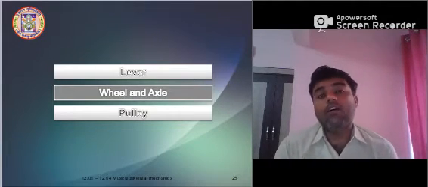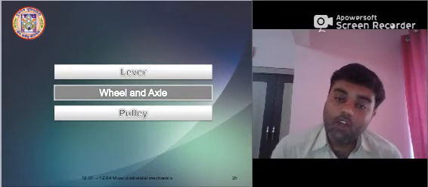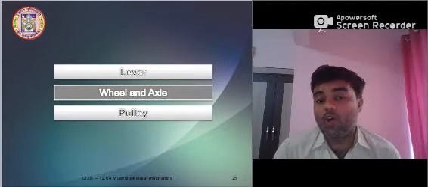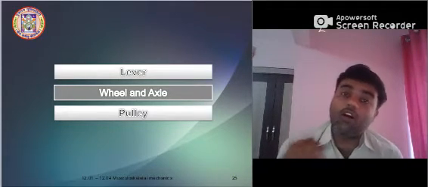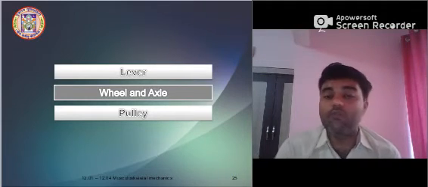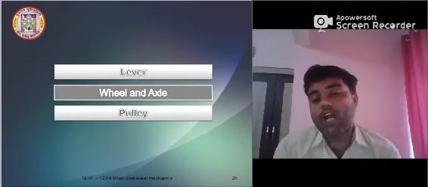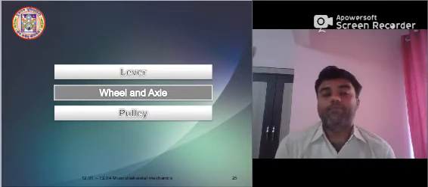It is an important topic like lever. Wheel and axle will be helpful in suspension therapy also, because when you are not clear with wheel and axle, you will find it difficult to be clear in suspension therapy, because you are always confused. So let's start today's topic, that is called wheel and axle.